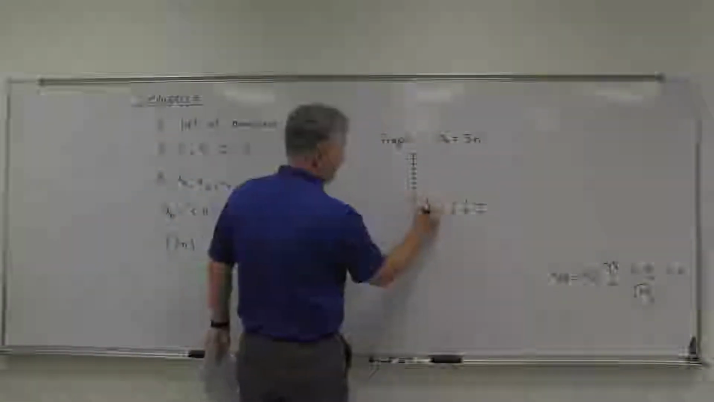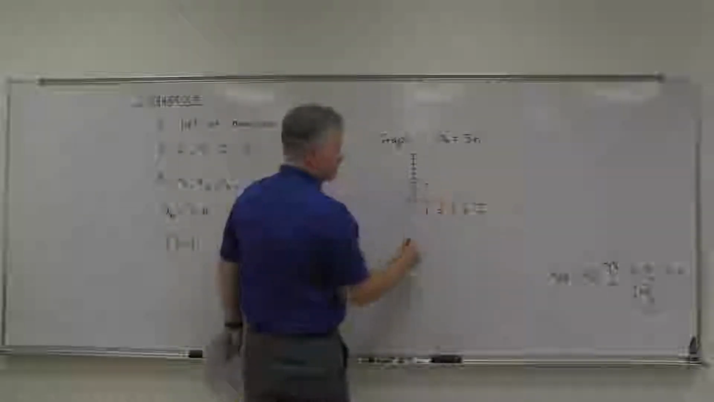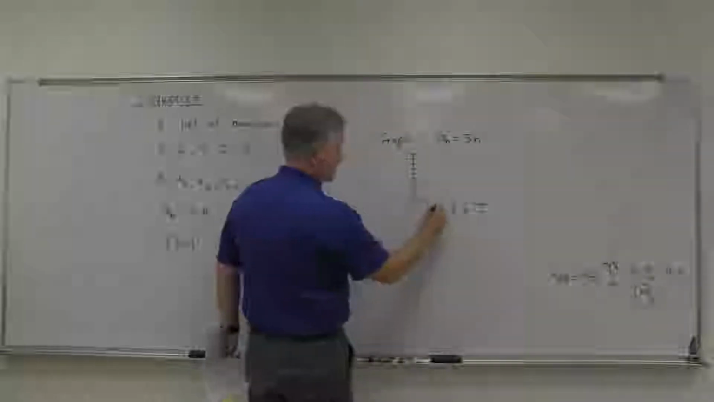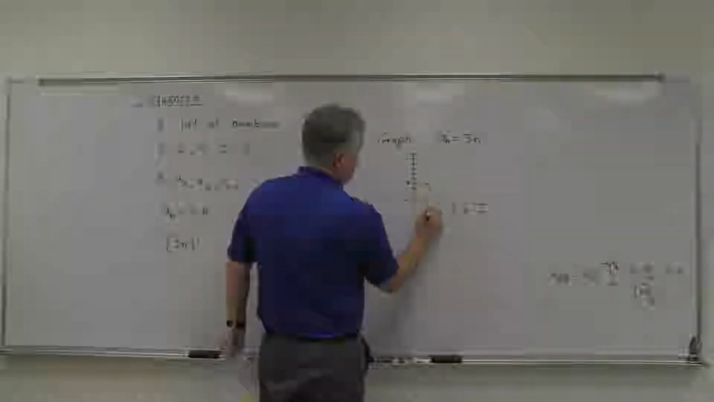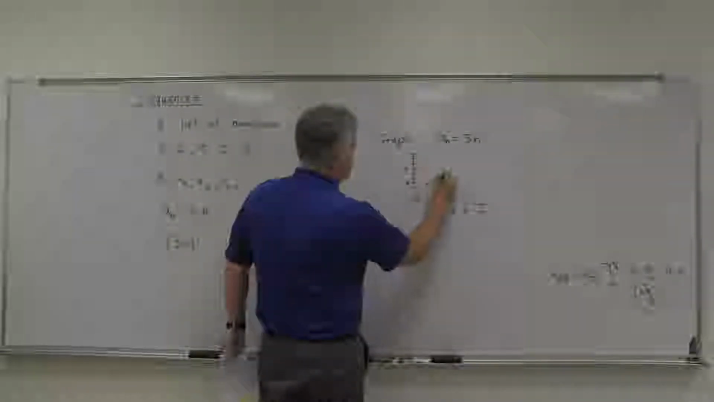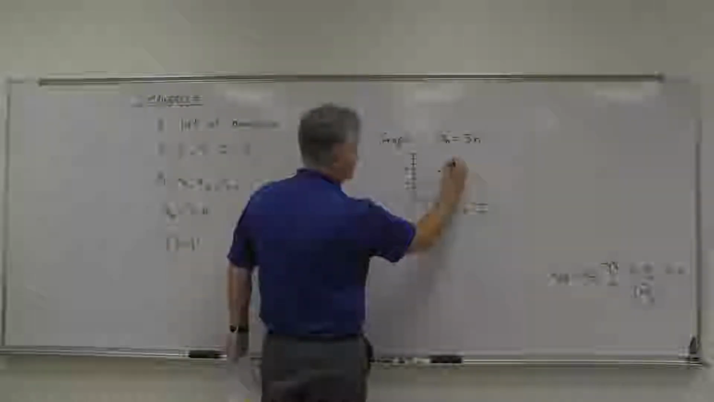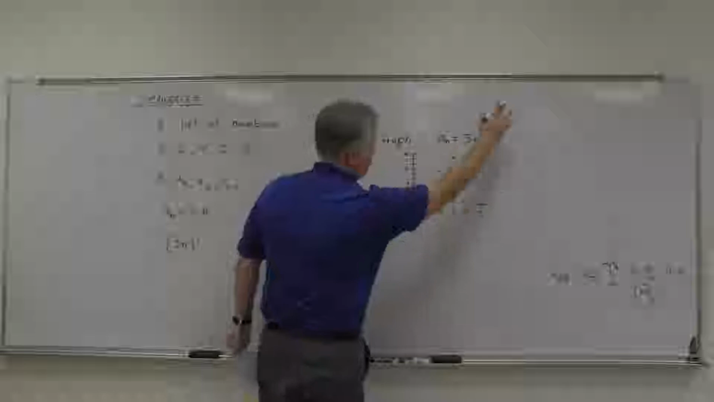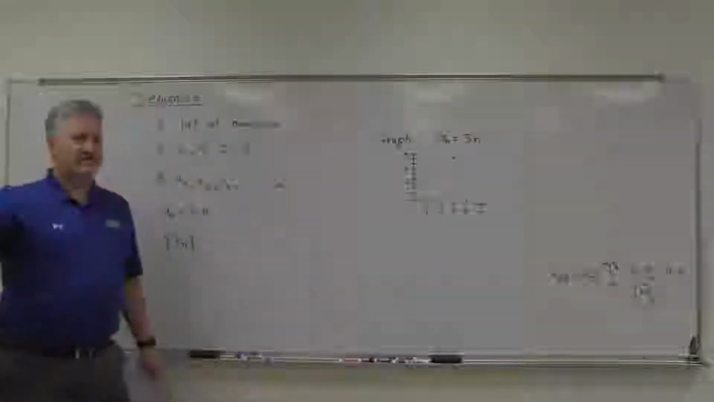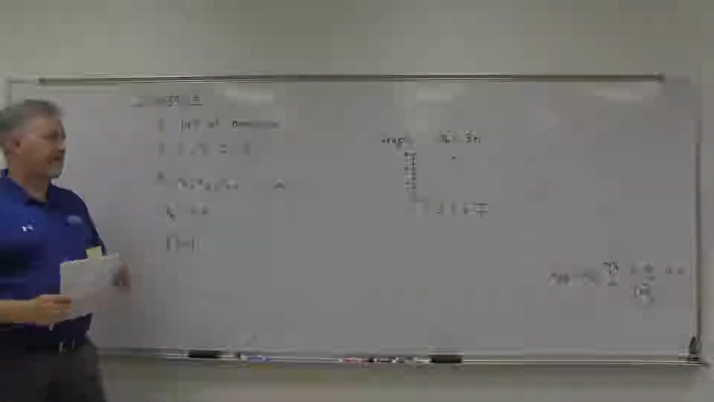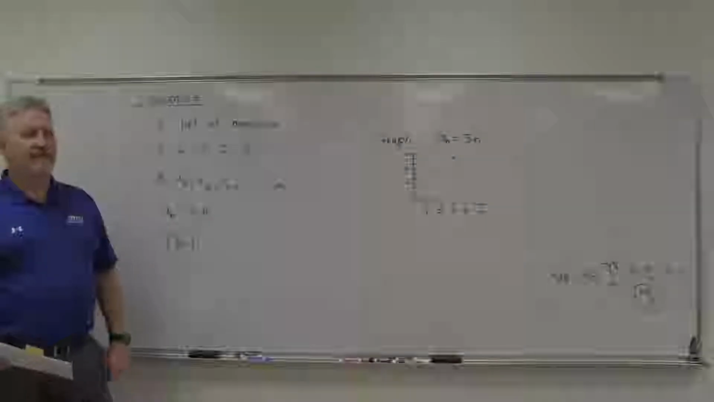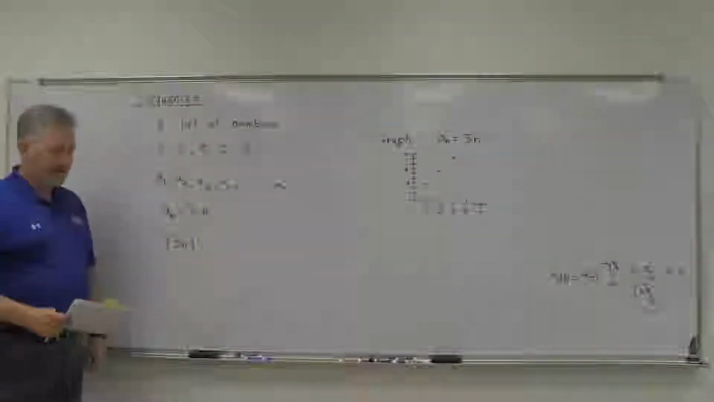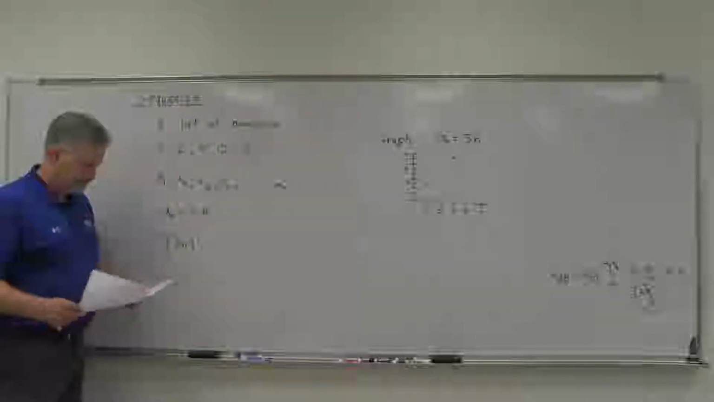But the point I'm making here is that the graph of these sequences is just a series of dots, right? Because at 1 you got 3, at 2 you got 6, there's no in between. At 3 you got 9, and so forth and so on. So it's just dots, but graphing them like that can sometimes be helpful. So just be aware of that.